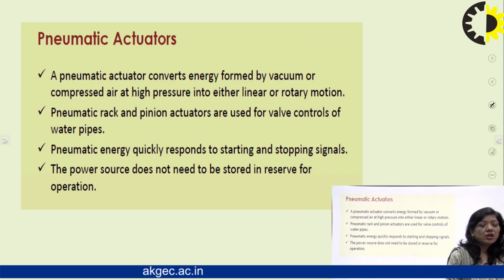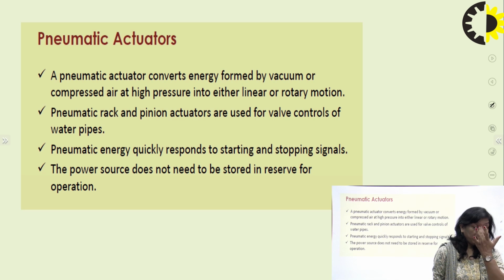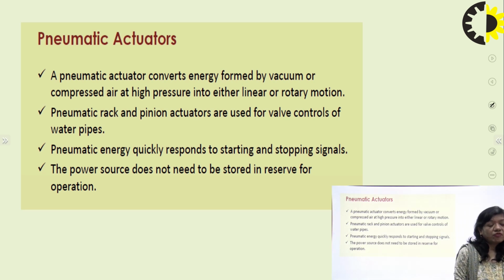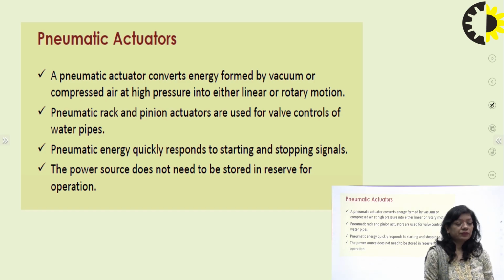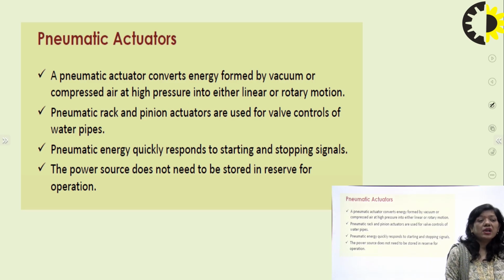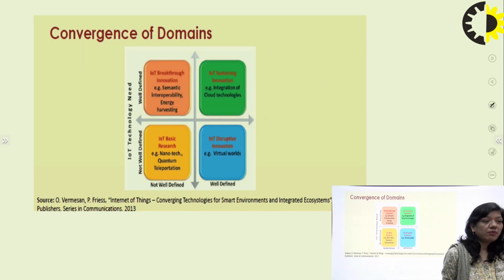Next one is the pneumatic actuator. A pneumatic actuator converts energy formed by the vacuum or compressed air at high pressure into either linear or rotary motion. Pneumatic rack and pinion actuators are used for valve control of water pipes. The pneumatic energy quickly responds to starting and stopping signals. The power source does not need to be stored in reserve for the operation. The pneumatic actuator enables large force to be produced from relatively small pressure changes. Pneumatic brakes are very responsive to small changes in pressure applied by the driver. So it is responsible for converting pressure into force.